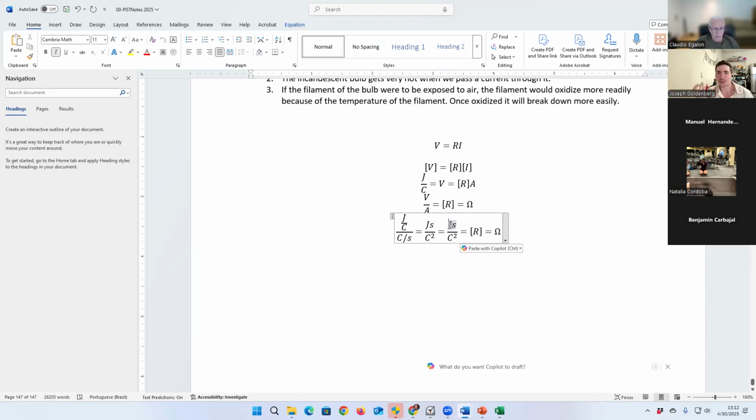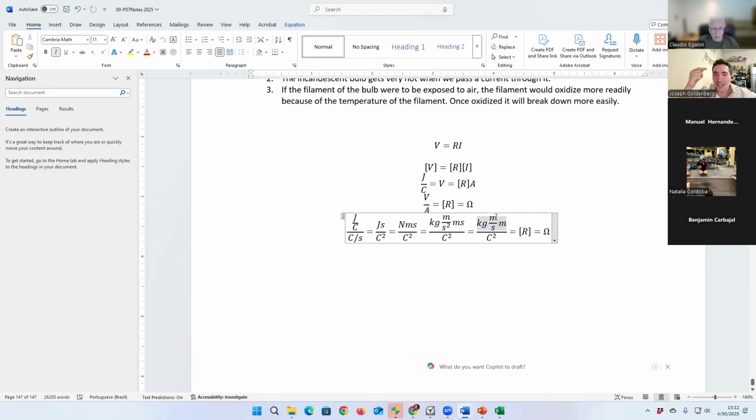Joules is a newton meter. Newton is kilogram meter per second squared. You can cancel out the seconds with the seconds. You can cancel this second with this second here.